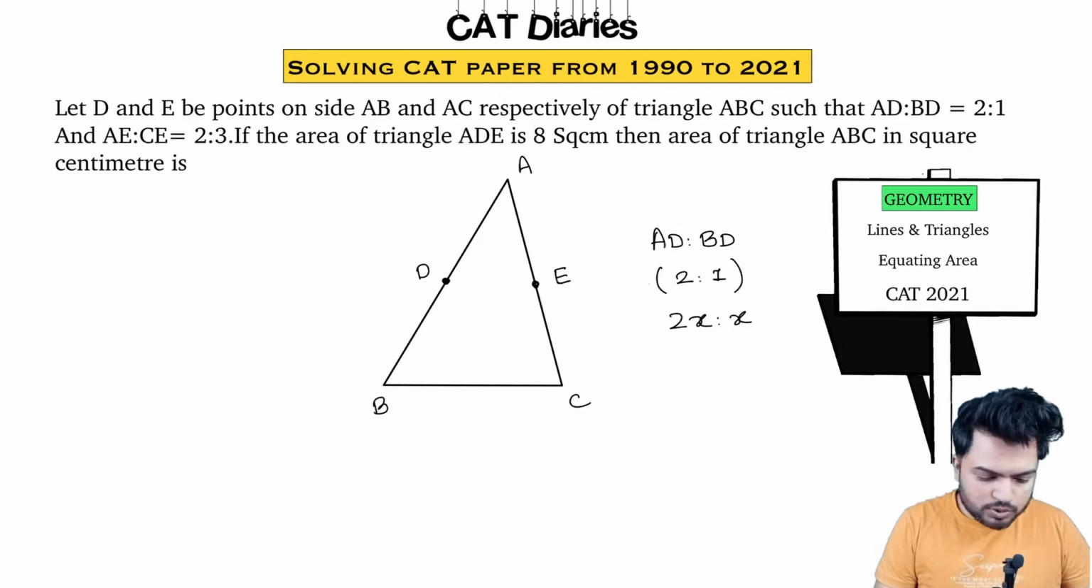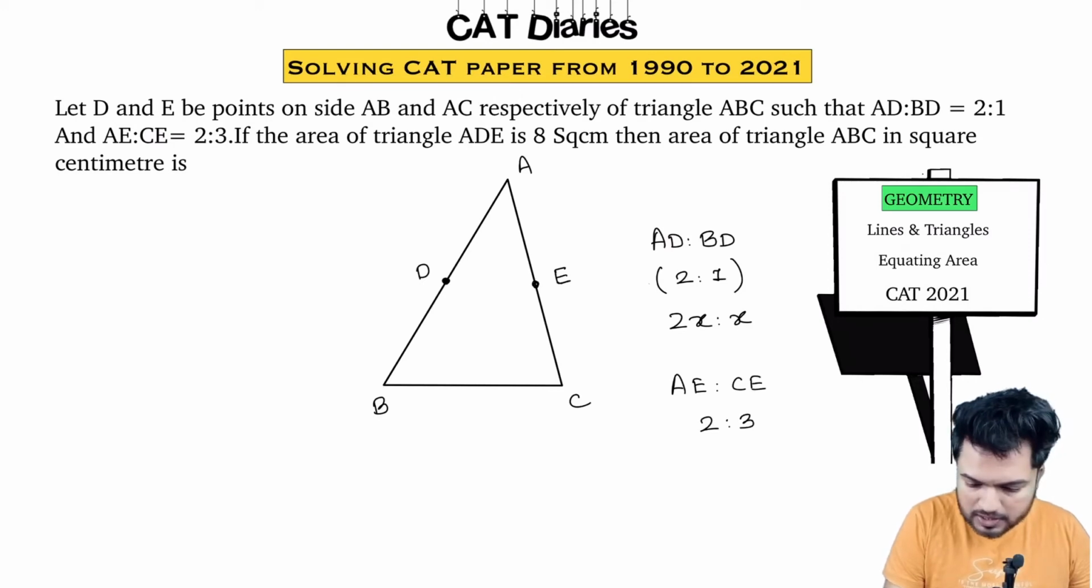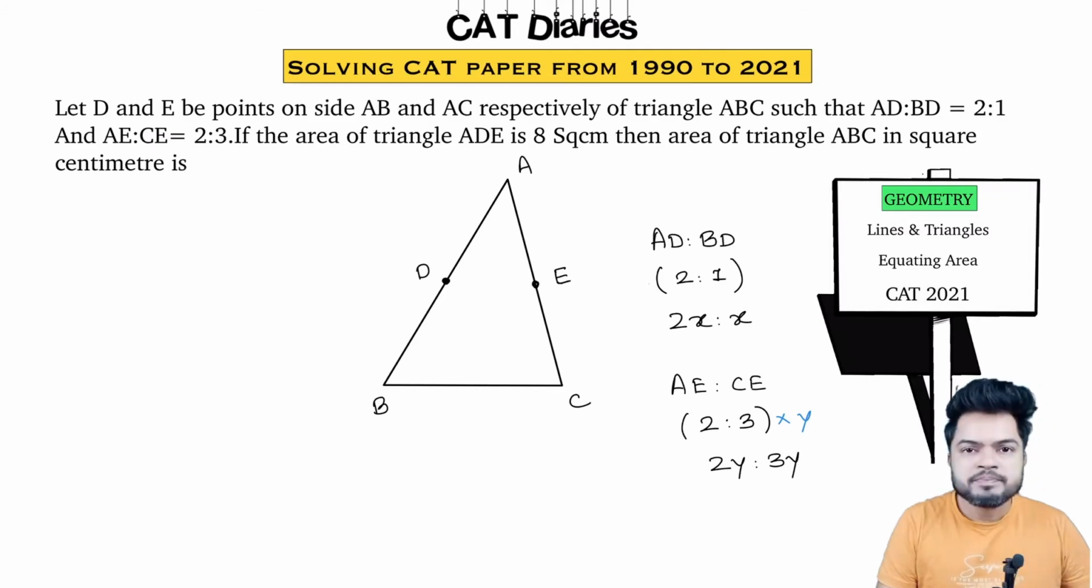Similarly, I'll do this for A is to C. What is A is to C now? That is given to me as 2 is to 3. I'll multiply this by y. So this becomes 2y is to 3y. Okay, why am I doing this? Because then I can plot them on the triangle if I have the values.